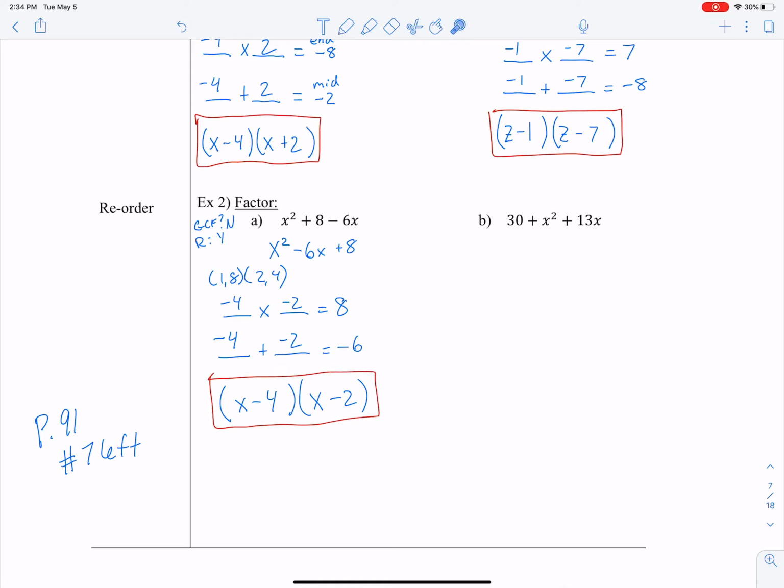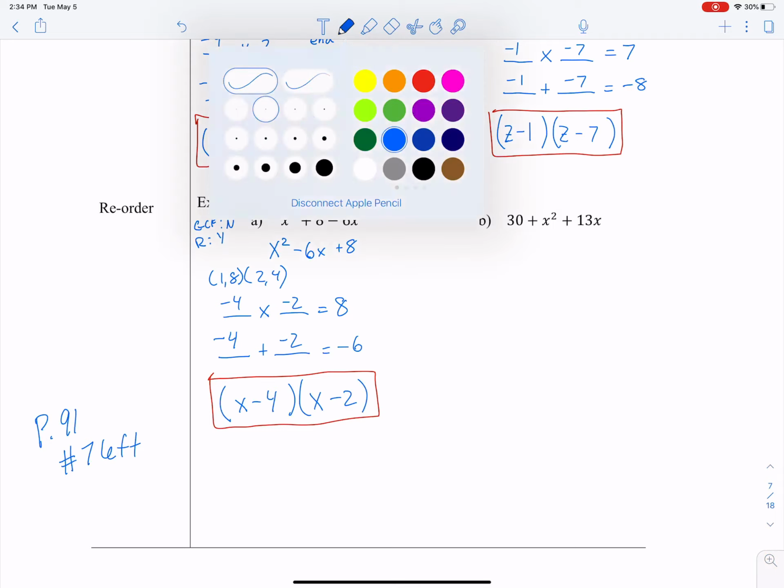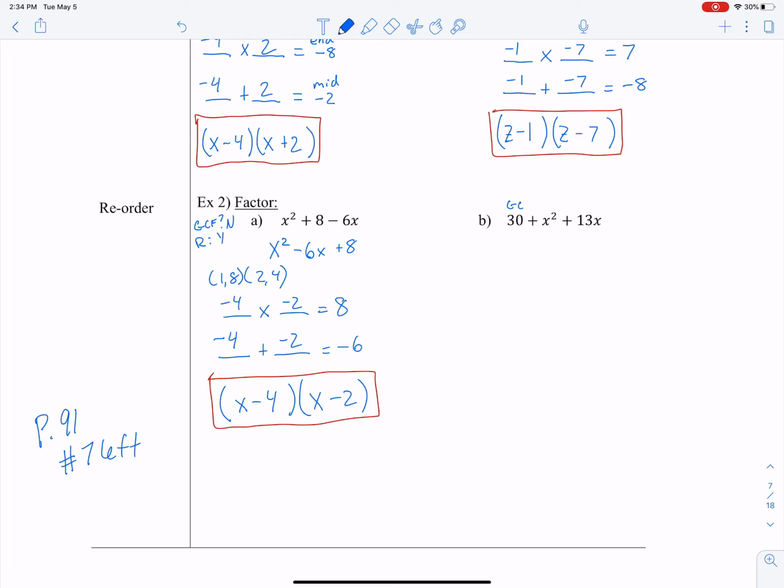Okay, here we have our next one. So we're going to look for greatest common factor first. So 30x squared and 13x, there's nothing common that we can take out. And then we reorder, and in this case, yes, we need to, because we have nothing and then x squared and then x. They're not in the right order. So we're going to reorder this as x squared plus 13x plus 30.